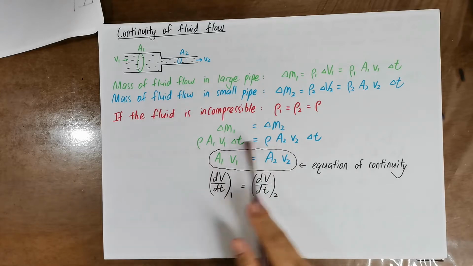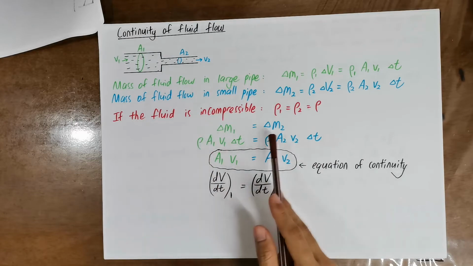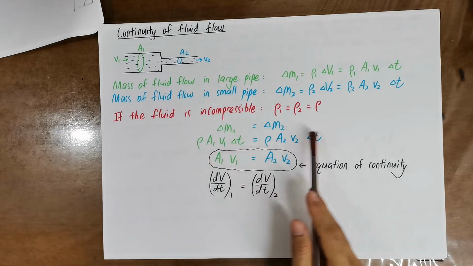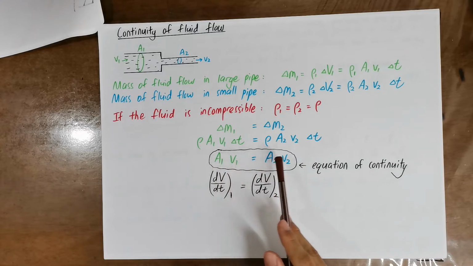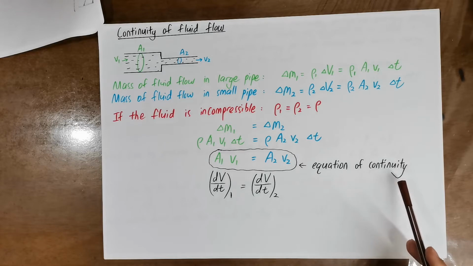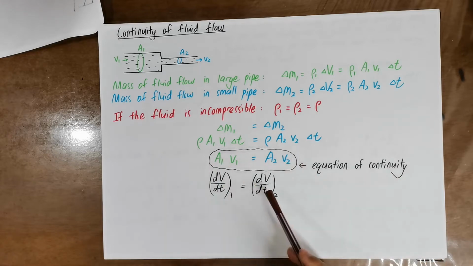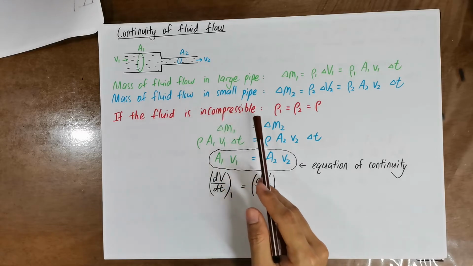And therefore, now you know that the density is the same, right? Then you can cancel them out, and delta t, you can also cancel out. So you get A1 V1 equal to A2 V2. This is your equation of continuity, and this is only valid if the fluid is incompressible.